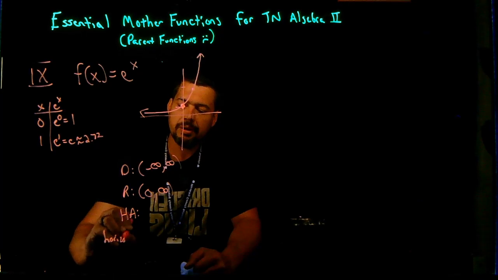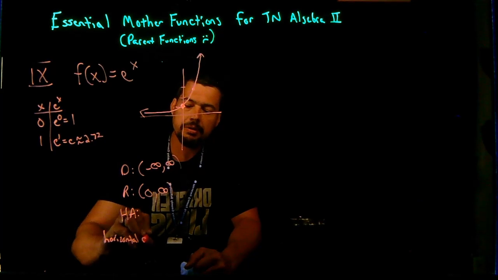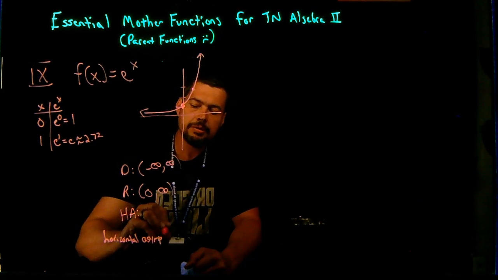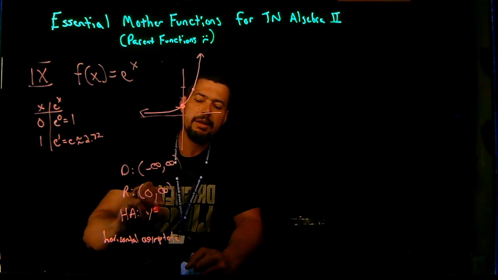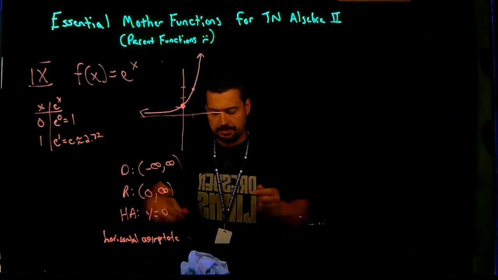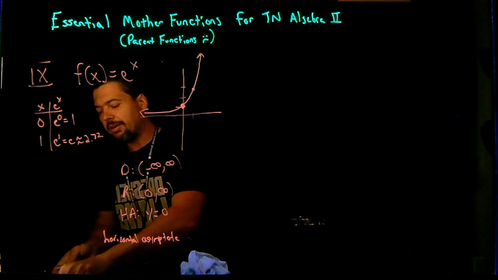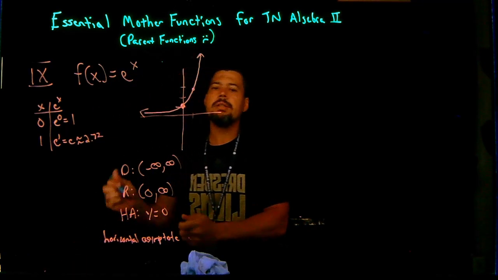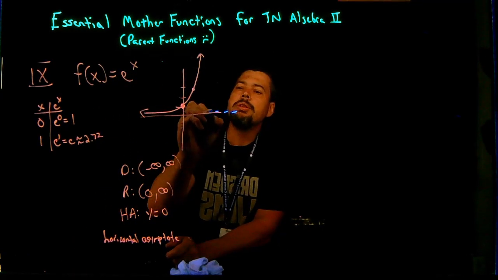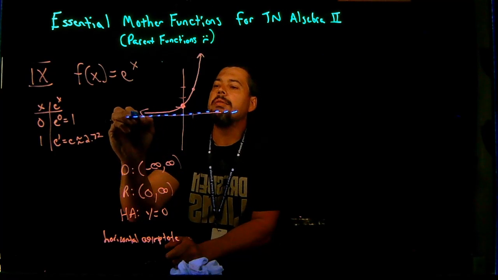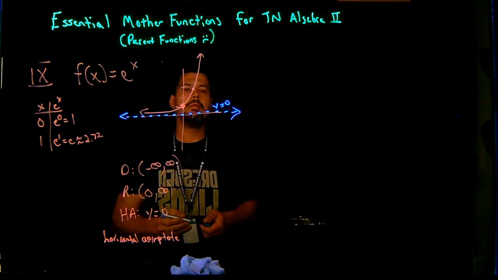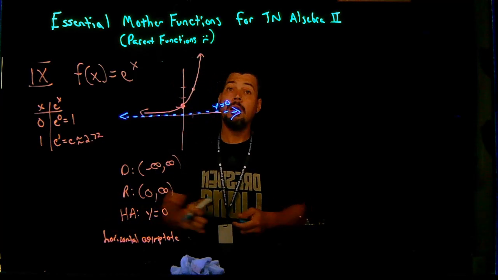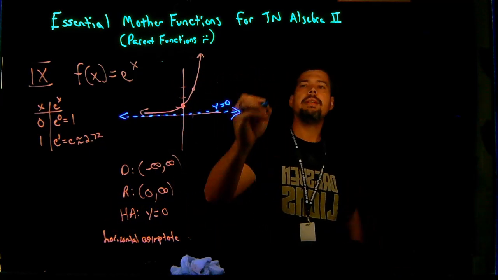I don't like to write horizontal asymptote over and over and over, so I just write HA. The horizontal asymptote is at y equals 0. The horizontal asymptote is the line that this graph will never, ever, ever cross, because it is impossible to use exponents to create negative numbers. And there you go. Next one, the 10th one.